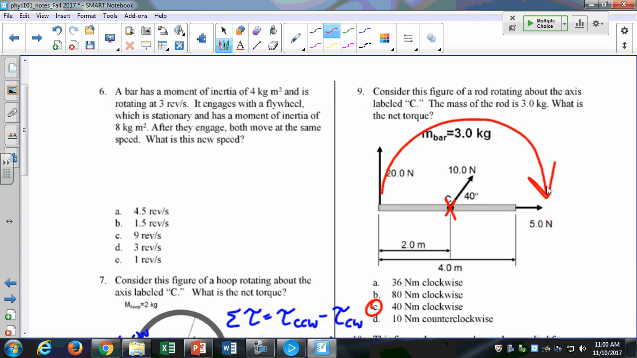Let's try number 6. This one's a little bit different than some of the ones that we've done before, but it's a good example for the exam. What you want to think here is that the initial momentum, Li, is equal to Lf. And think about what are the two things in our system. I have a couple of different things that are coming together in this system.